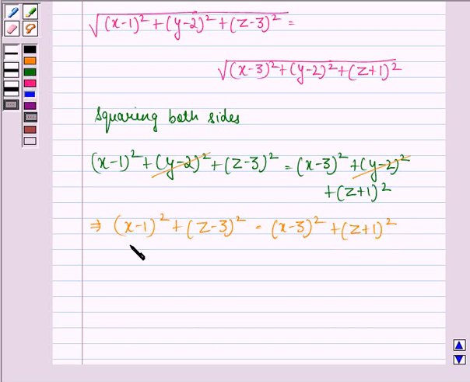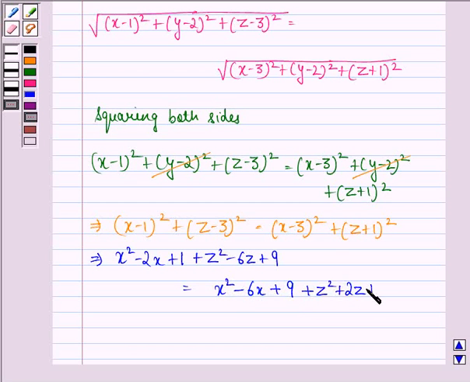Now, let us open the brackets on both the sides. We get x squared minus 2x plus 1 plus z squared minus 6z plus 9 is equal to x squared minus 6x plus 9 plus z squared plus 2z plus 1. Now, we see that x squared gets cancelled with x squared from both sides. Also, z squared gets cancelled with z squared.